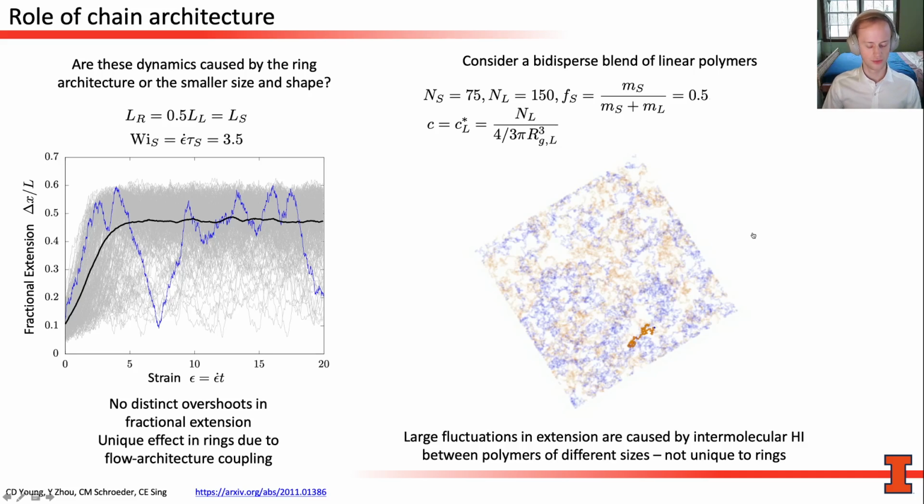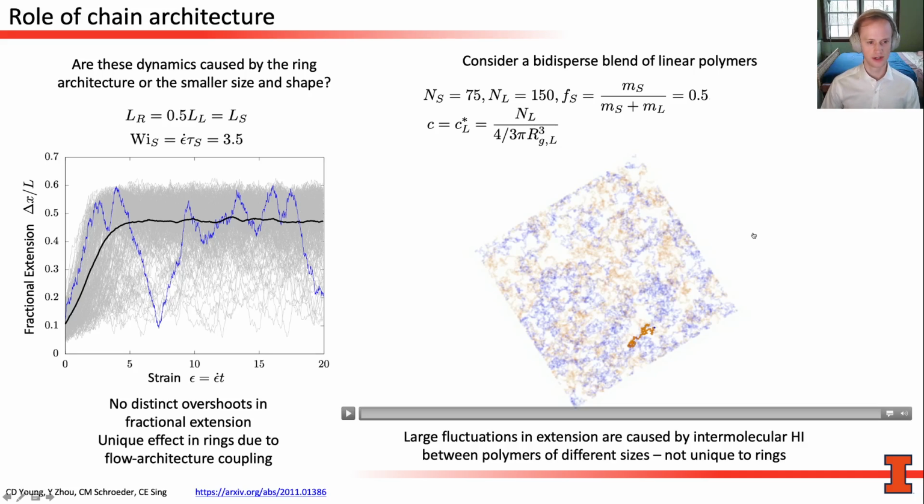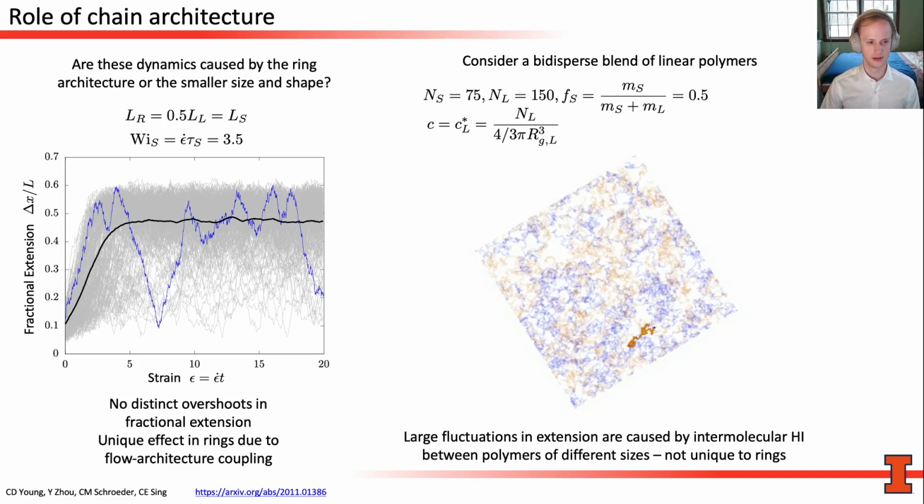We can also look in more detail at what the role of polymer architecture is here, versus what is just due to the difference in size, length scales and time scales of our two polymers. So here we're considering a bidispersed linear polymer blend where we've matched the contour length of our short linear polymers to that of our rings. So you just imagine that you take all of your ring polymers and cut them in two places so that you get two equivalent short linear polymers.